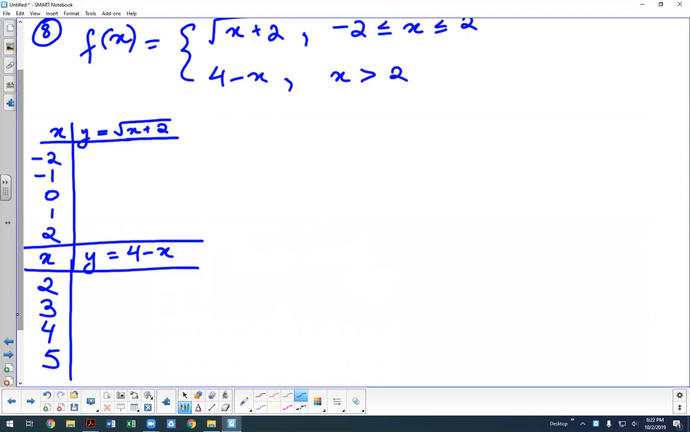So let's start with our first piece, square root of x plus 2. When I put in -2 for my x here, what do I get? 0. Yeah, you're going to get 0 because you're doing -2 plus 2, which is square root of 0, and we know square root of 0 is 0. What will we get with -1? 1. Yeah, square root of 1 is 1. With 0? 2. Right, 0 plus 2 is 2.